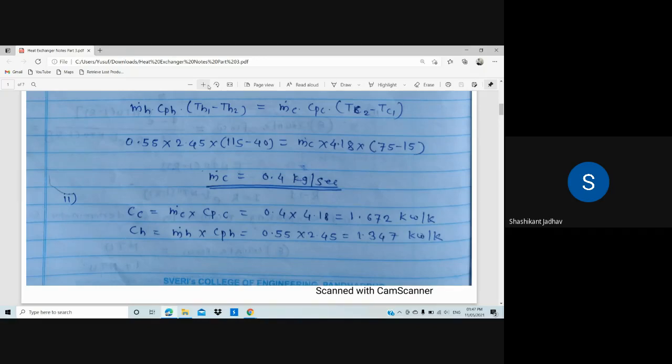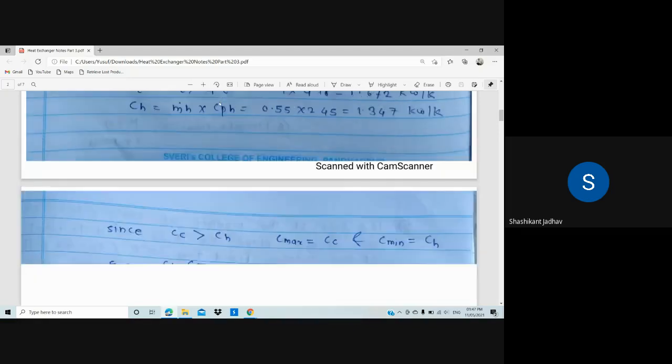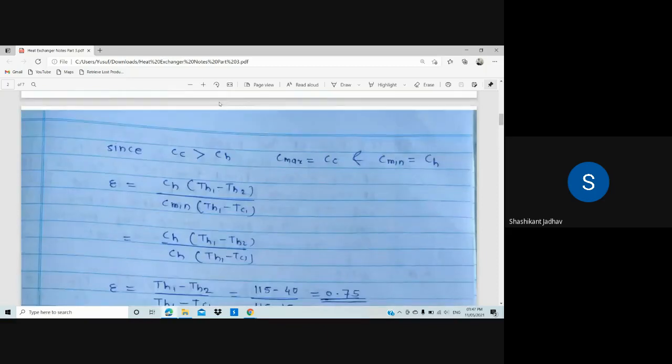Okay. And we know the equation for the effectiveness. Effectiveness is equal to Ch into bracket Th1 minus Th2 divided by C minimum into bracket Th1 minus Tc1. Okay, C minimum is nothing but Ch. So all of you put those values into this equation and we get the value of effectiveness.